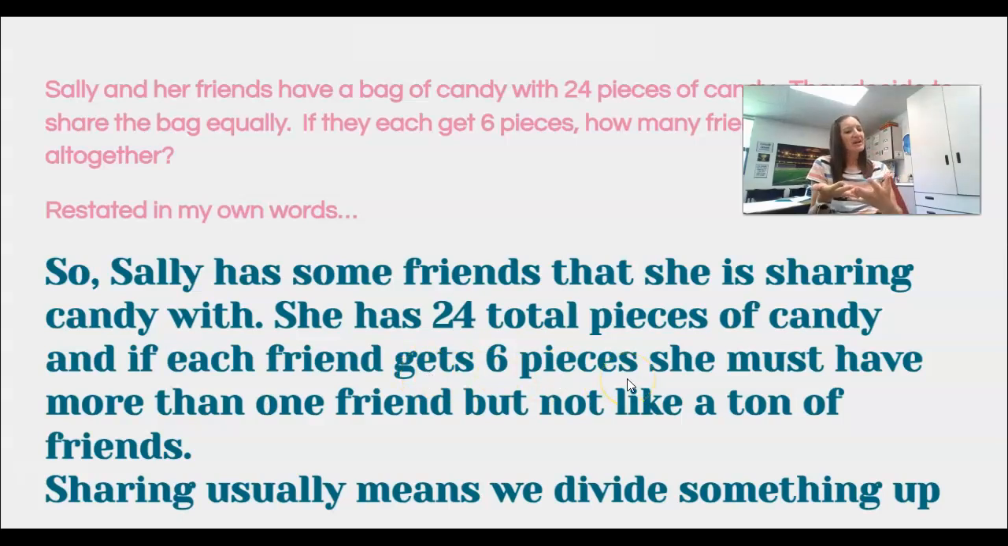So she's sharing, and sharing usually means we divide. So this must be a division problem. If I go 24 divided by 6, I get 4. And the question is, how many friends are there altogether? Yeah, it makes sense that there would be 4 friends altogether if she has 24 candies and each friend is going to get 6 pieces.